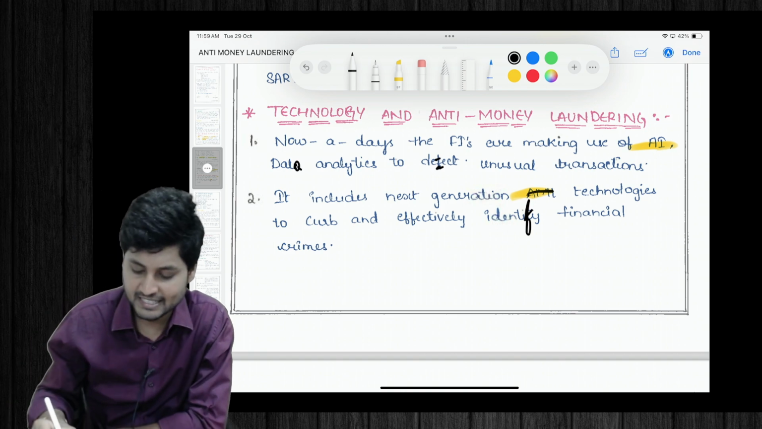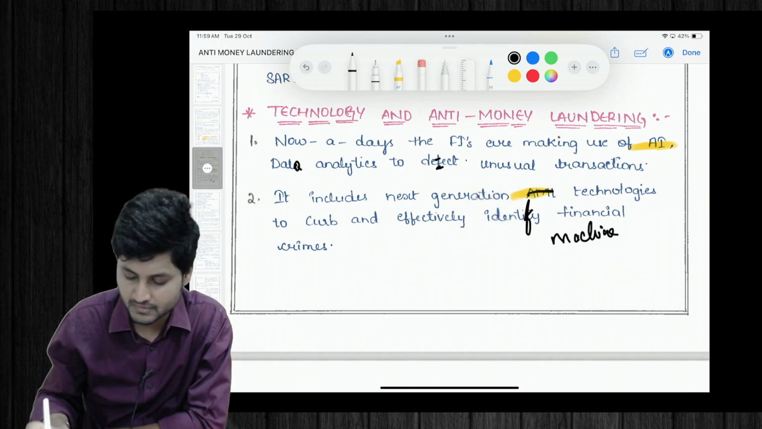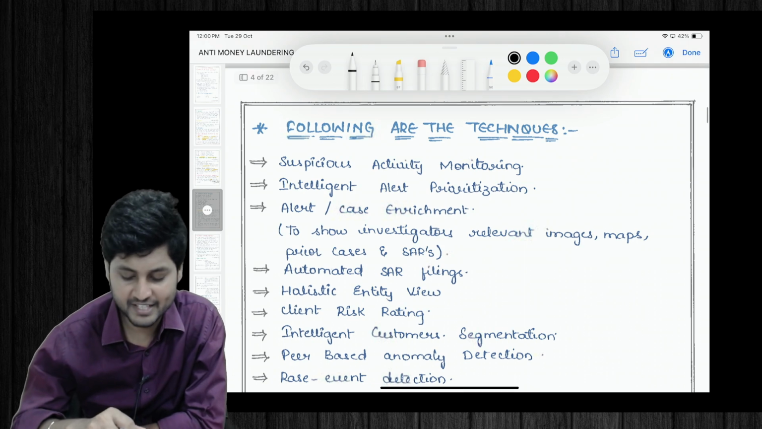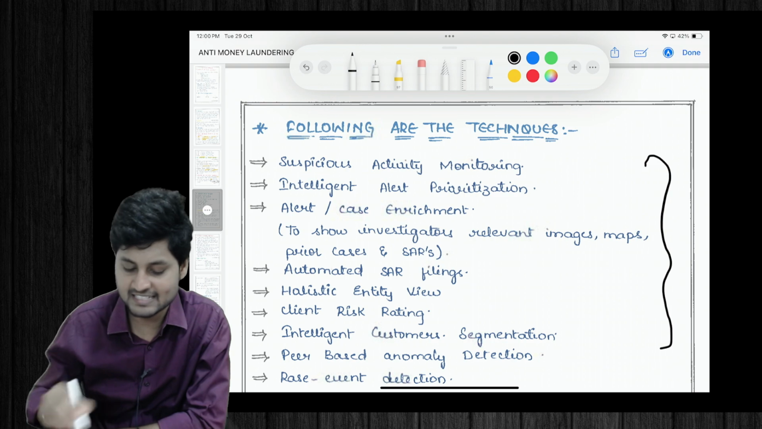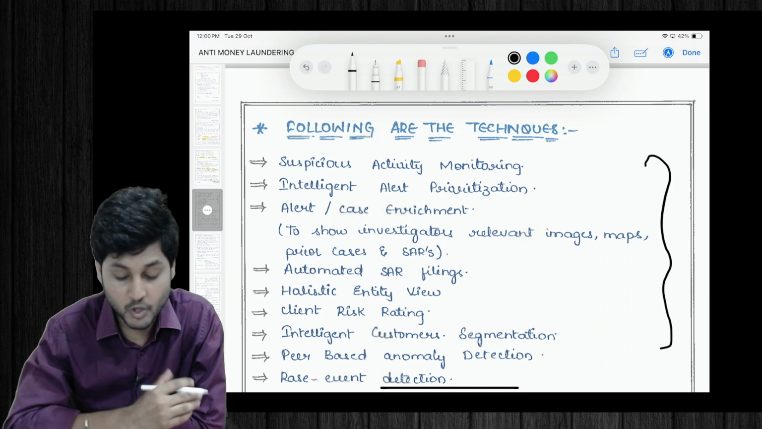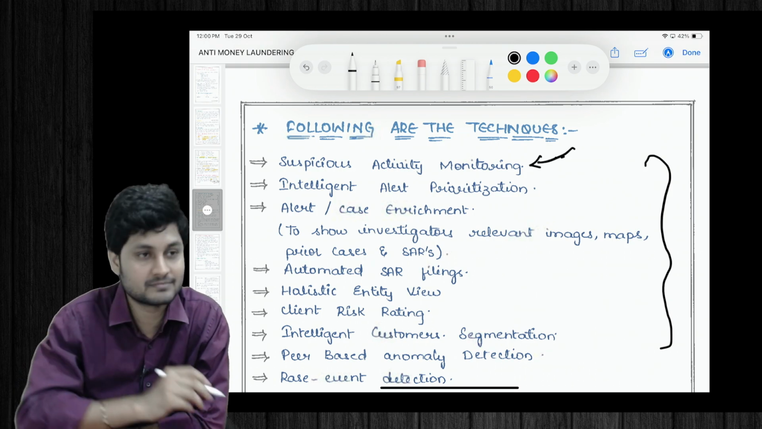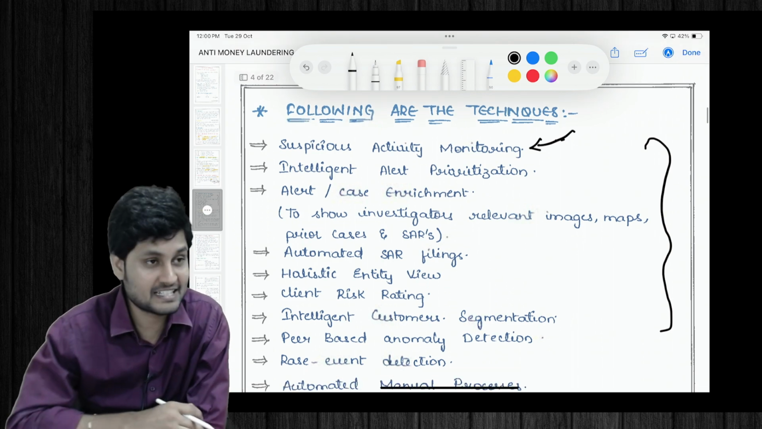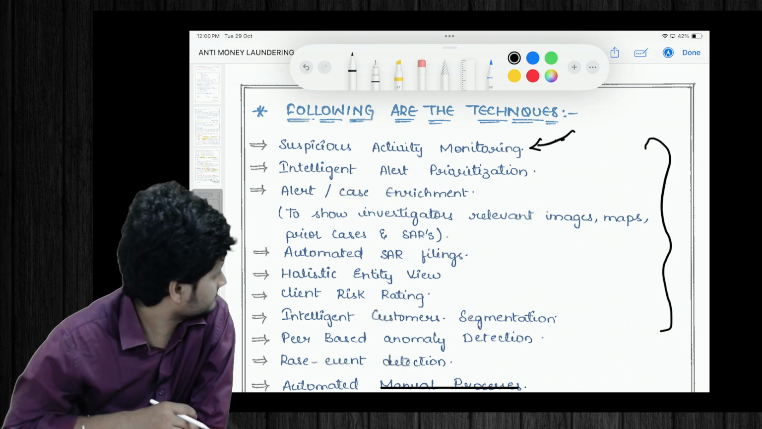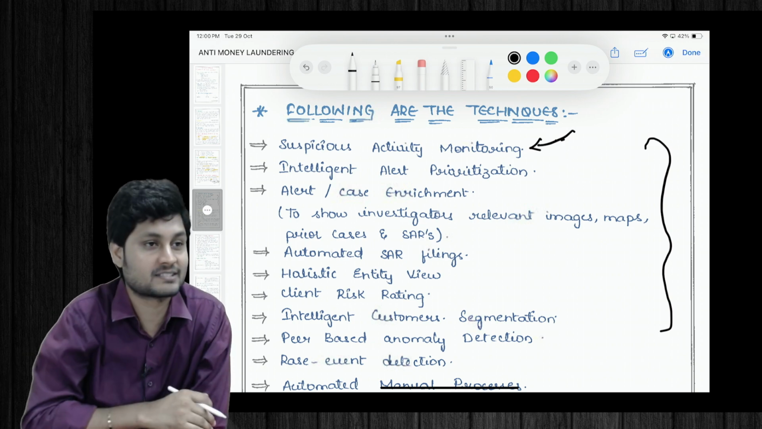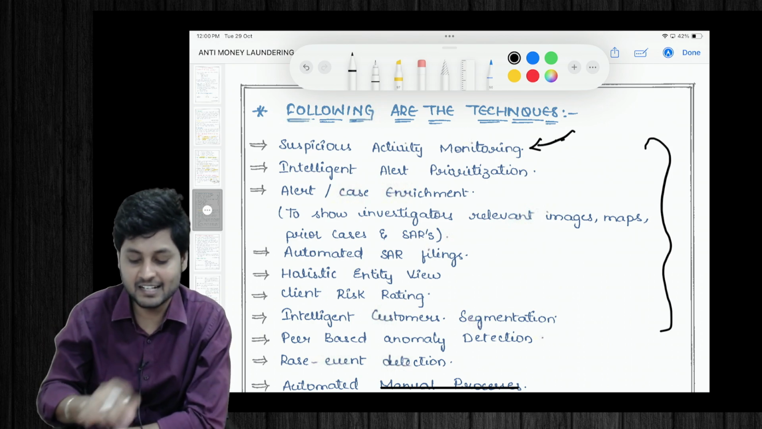Machine learning. So we can write here machine learning. Next one, following are the technologies. Suspicious activity monitoring. So these are all the technologies the financial institutions use. Using technology, this will take place, right? Intelligent alert prioritization. In this process, they use technologies. Say for example, intelligent alert prioritization.